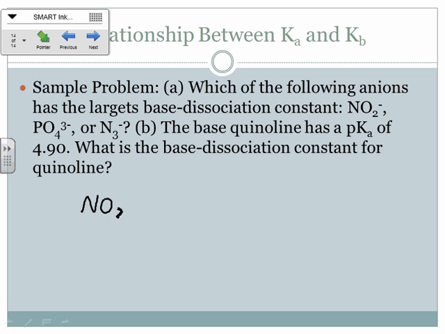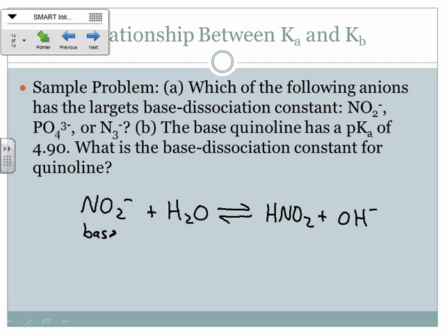NO2⁻. Remember, these bases are always reacting with water, right? So just think about what a base does. A base takes a hydrogen from the water. So then you're going to end up with HNO2 plus OH⁻. If this is your base, this is your conjugate acid. And this is where being able to identify the conjugate acid comes in handy.